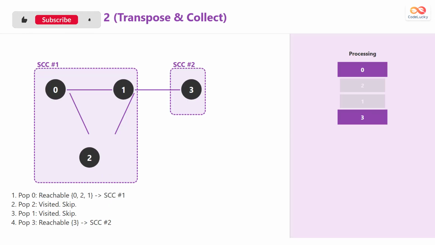Now we reverse all the edges and look at our stack. We pop 0 first. In the reversed graph, 0 can reach 2 and 2 can reach 1. But 1 cannot go anywhere else that is new. So 0, 1, and 2 form our first component. Later, we pop 3, which stands alone as the second component.